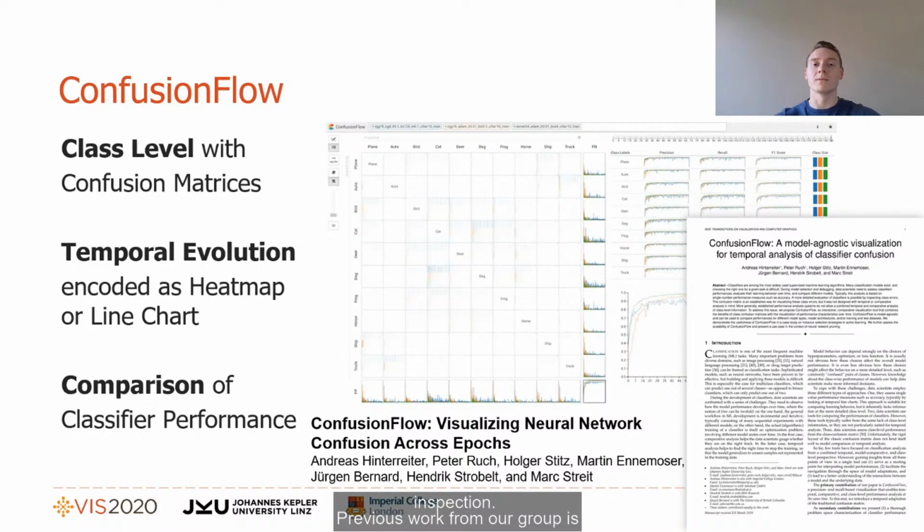Previous work from our group is Confusion Flow, a visualization tool allowing to access temporal metrics on the class level. The paper was recently published and is also presented at this conference, so make sure to join the talk given by Andreas. The temporal analysis is done by extending the widely used confusion matrix with a temporal aspect, showing aggregate scores such as accuracy in a heat map or line chart encoding throughout the epochs. By stacking different datasets vertically on top of each other, different classifiers or runs and their evolution per class can be compared easily.